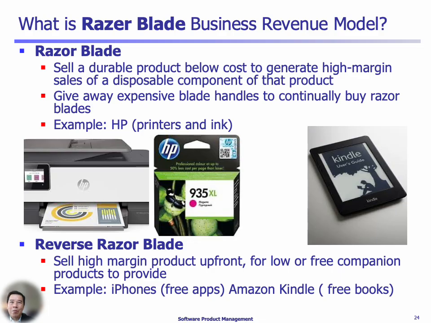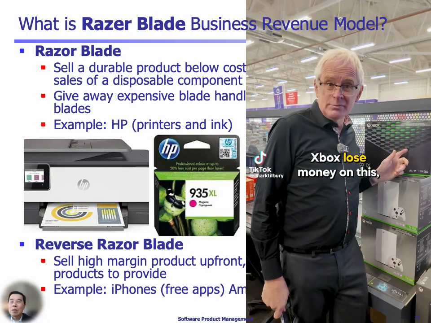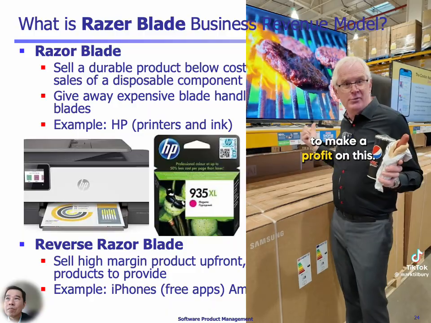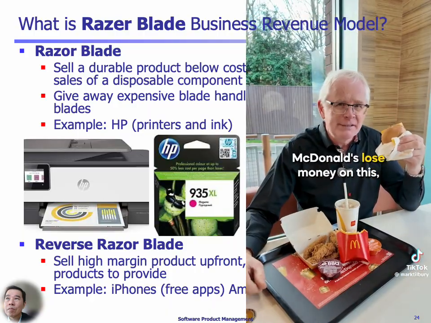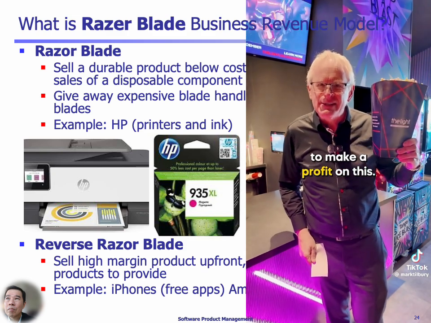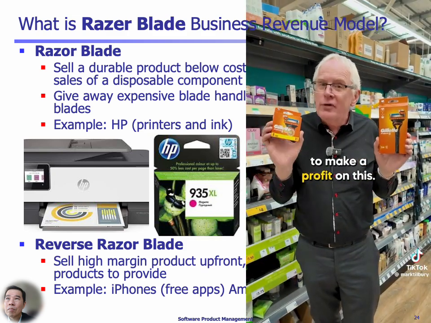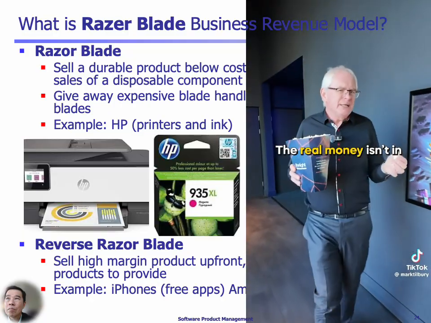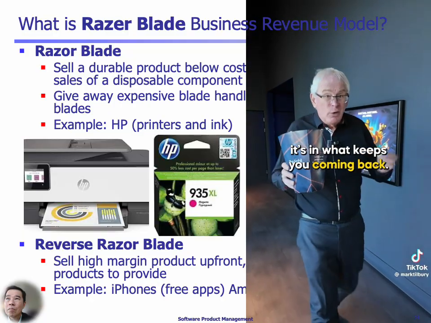The reverse razor blade is similar to a bundle, but here the bundle comes later. The free part comes later. You pay for all these things first. Xbox loses money on this to make a profit on this. Costco loses money on this to make a profit on this. McDonald's loses money on this to make a profit on this. Cinemas lose money on this to make a profit on this. Gillette loses money on this to make a profit on this. And HP loses money on this to make a profit on this. The real money isn't in what gets you through the door. It's in what keeps you coming back.